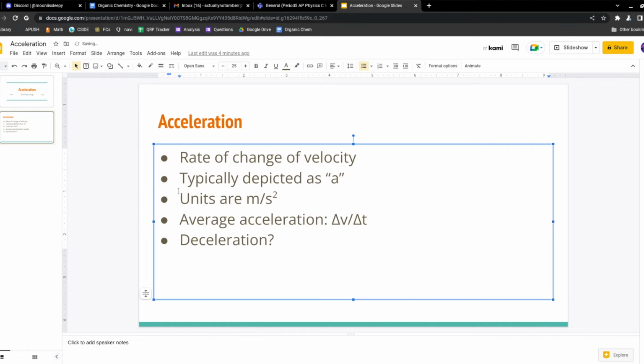So acceleration is typically depicted as A, just the letter A. Units are meters per second squared, which makes sense, right? Because it's the rate at which velocity is changing, and velocity is measured in meters per second.